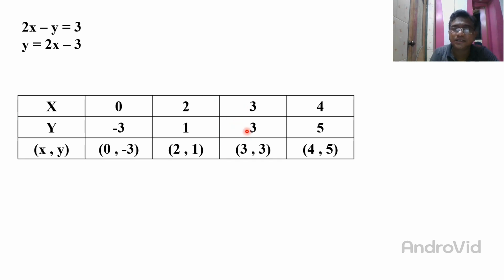Do you understand? See, x value is 3. So I put the value of x here. So 2 into x value 3. 2 into 3, 6 you are getting. 6 minus 3. What remains? 3. So I write here 3. Is that clear? Then x value 3 is written here.